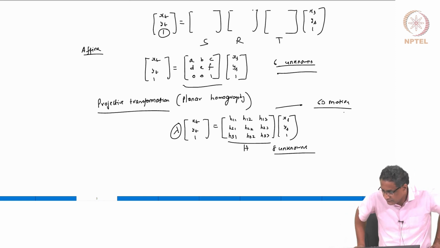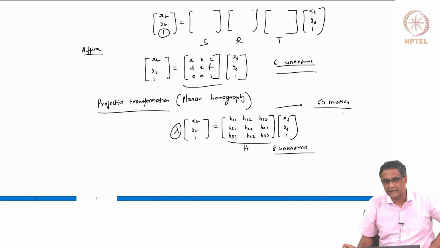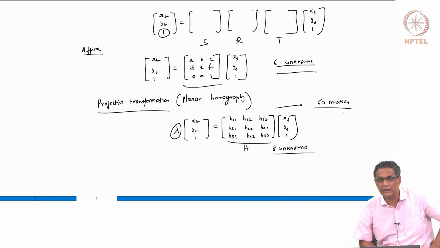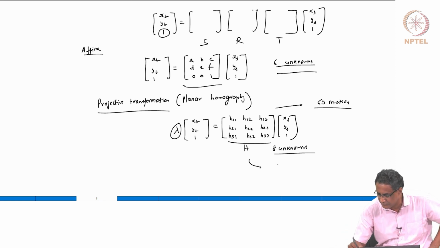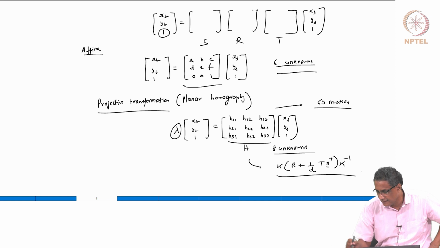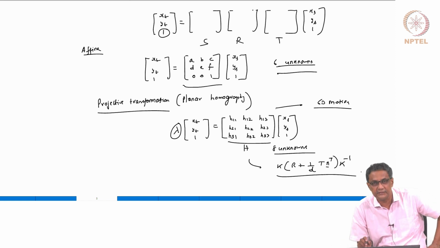So the idea is that in general, what you're trying to ask me is, should I not know how the camera moved? No, the whole idea is you don't need to know. In fact, this homography matrix itself has a form. It comes as R plus 1 by D, T n transpose, sandwiched between K dash and K inverse. I am not showing all this, but this is the homography actually.